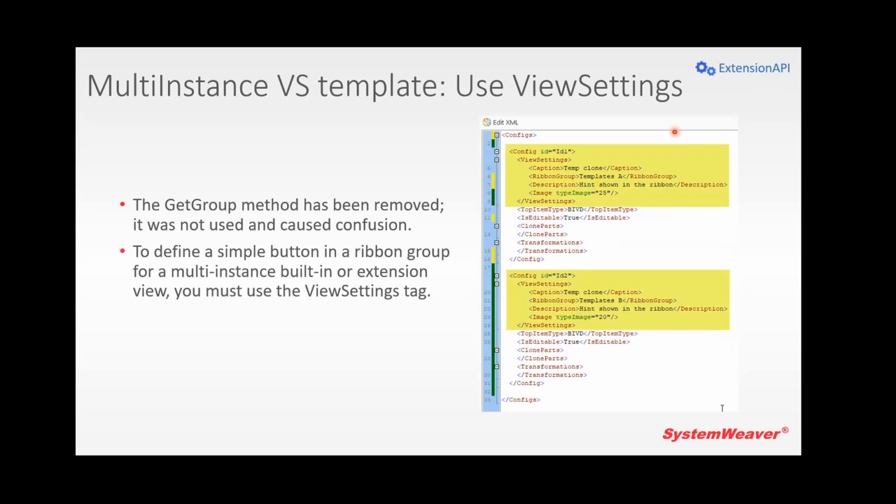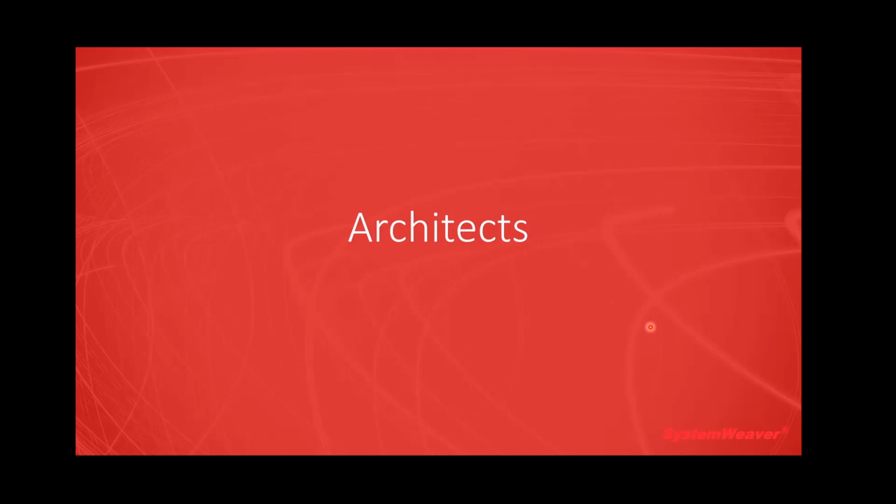This is just a small change in the multi-instance extension view, the template that we use for views. There was a method in there called getGroup that people were trying to use to add their extension views to the ribbon, but it's not used for multi-instance, so we had it removed because it was causing confusion. What you do want to do is use the view settings configuration for each of your configuration instances to get the button on the ribbon. Okay, that was it for API.